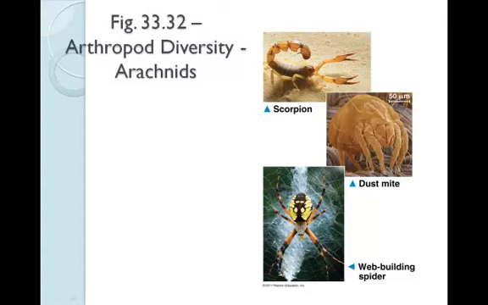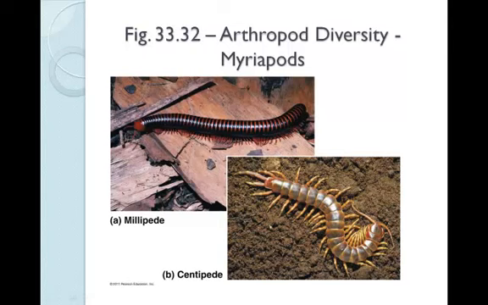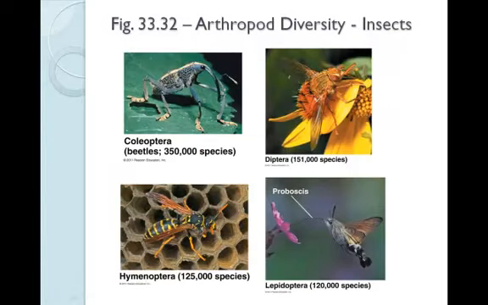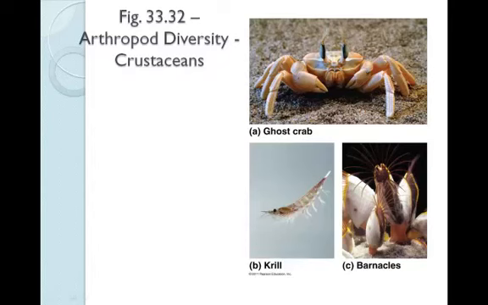The arachnids include the scorpions, spiders, and dust mites. The myriapods are the arthropods that we find under logs and in decaying leaves, such as the millipedes and centipedes. The insects are the largest group within the arthropods, nearly 1 million known species, and include the beetles, bees, ants, flies, and the moths and the butterflies. And the crustaceans include the crabs, lobsters, barnacles, and krill.